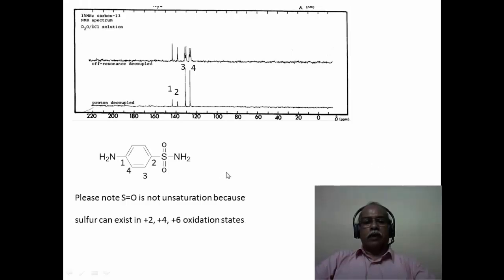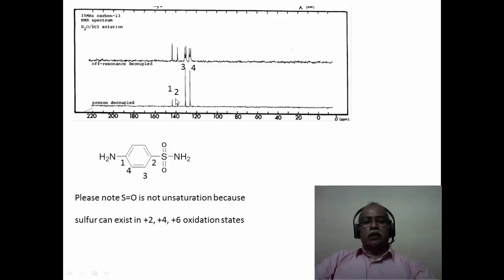The carbon 13 spectrum can be easily assigned. Carbon 1, this particular carbon, will have the highest delta value because of the electron withdrawing nature of the NH2. The nitrogen, which is electronegative, will deplete the electron density at the ipso carbon. However, in the ortho carbon, it will increase the electron density, so that comes at the lowest delta value. Finally, this ipso carbon comes around 140 or so.